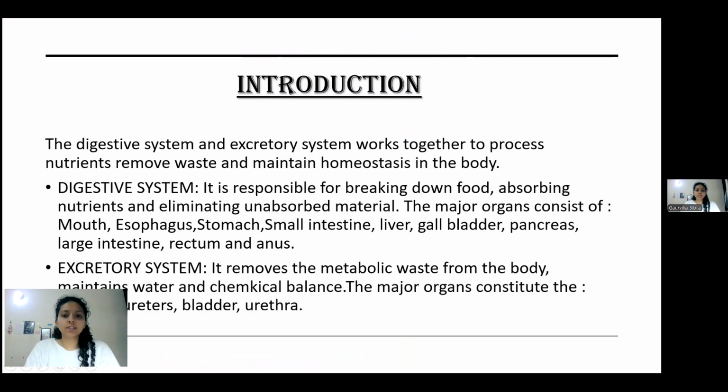Introduction. The digestive system and excretory system work together to process nutrients, remove waste, and maintain homeostasis in the body. The digestive system is responsible for breaking down food, absorbing nutrients, and eliminating unabsorbed material. Major organs consist of mouth, esophagus, stomach, small intestine, liver, gallbladder, pancreas, large intestine, rectum, and anus.